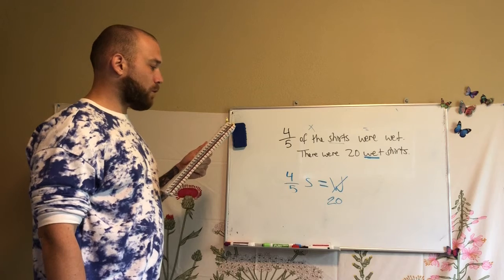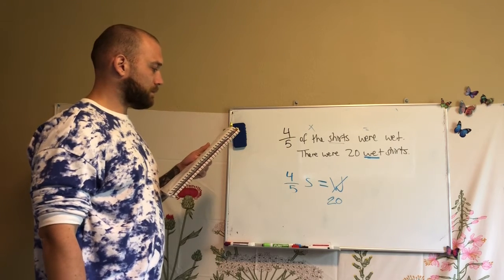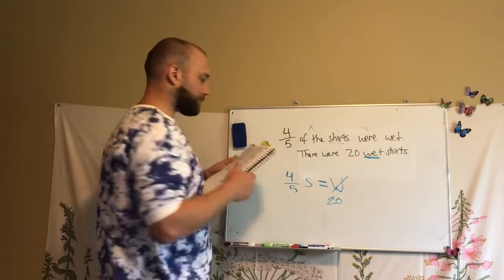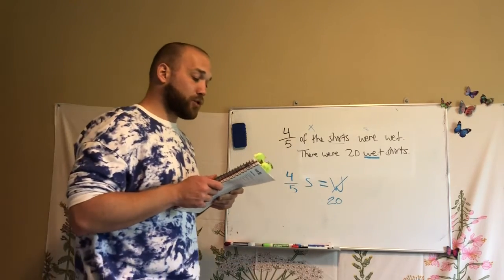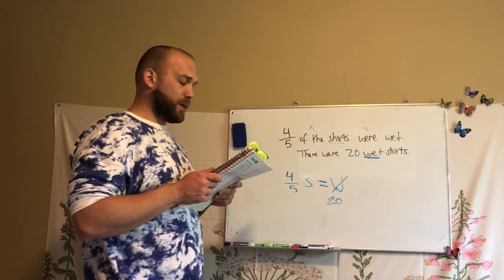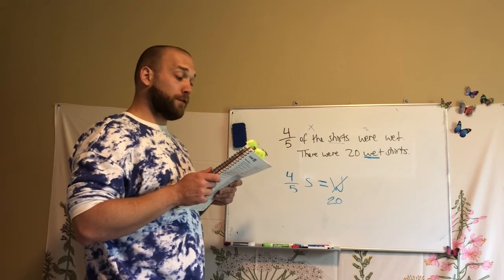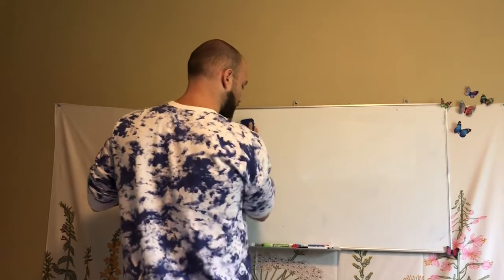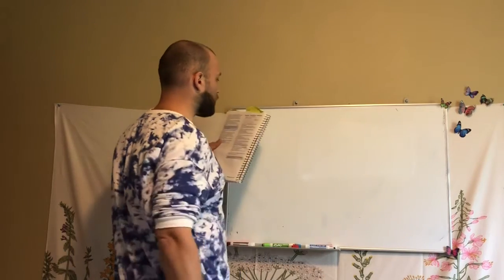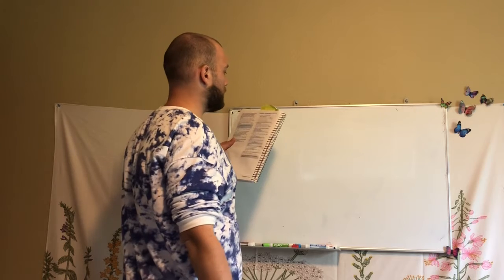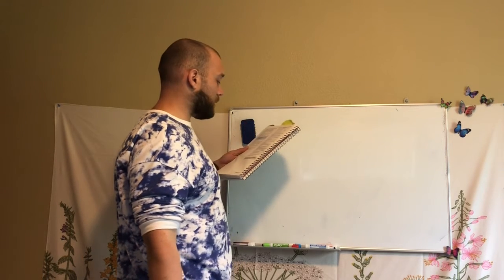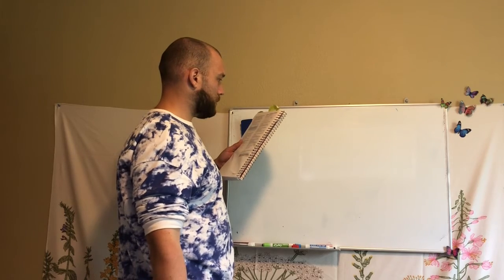So find part 4 in your textbook. You have A, B, C, D, and E. Problem A says 3/5 of the trees were firs. There were 20 trees. Write the letter equation for the facts. So when I read it, I can say 3/5 of the trees were firs. There were 20 trees. All you're doing is writing out the facts. You're not solving this.